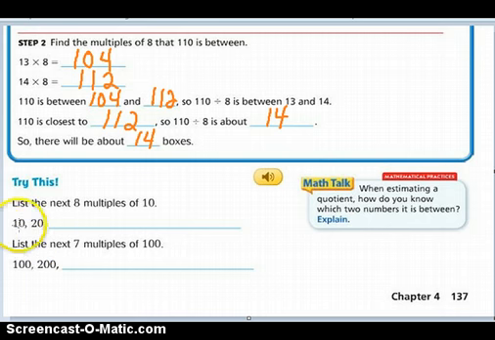1 times 10 is 10. 2 times 10 is 20. 3 times 10 is, we got that. So I want you to go all the way up till you get to 8 numbers. And then your next charge is to list the next 7 multiples of 100. 1 times 100 is 100. 2 times 100 is 200. 3 times 100, and so on until you get 7 multiples.